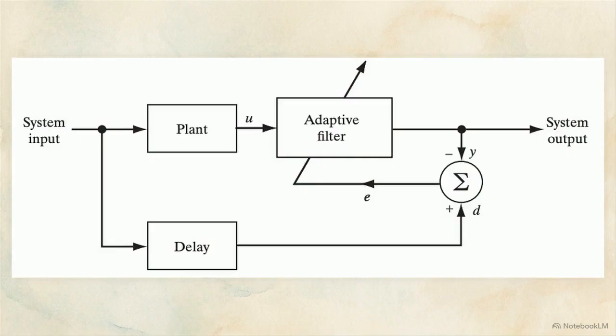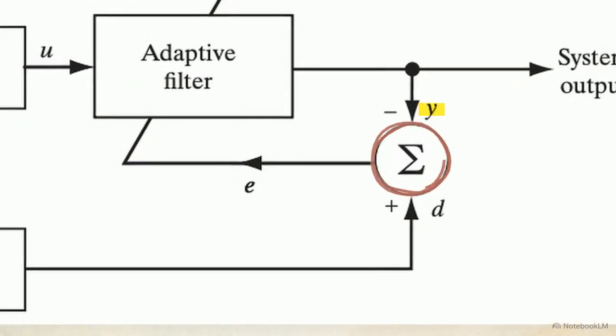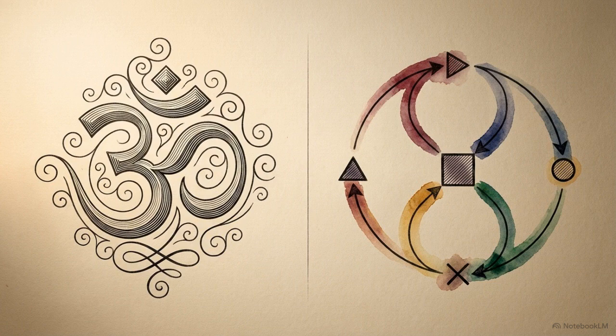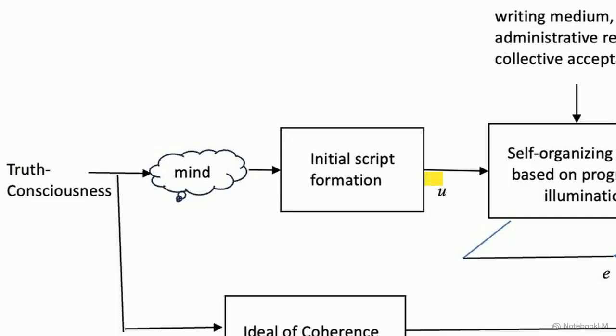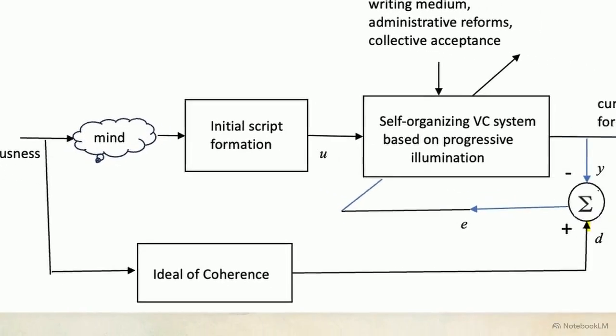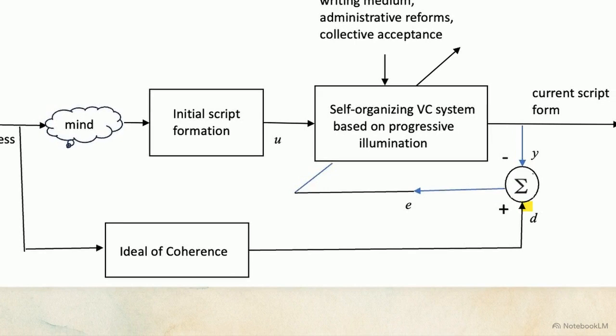This engineering schematic shows a standard feedback control system. You start with an input, U, producing an output, Y. Comparing Y against a desired state, D, generates an error signal, E, correcting the system. We can map historical philology directly onto this control loop. The initial input, U, maps to the ancient seers. The desired state, D, represents the ideal of structural coherence, the geometric expression of involution and evolution.